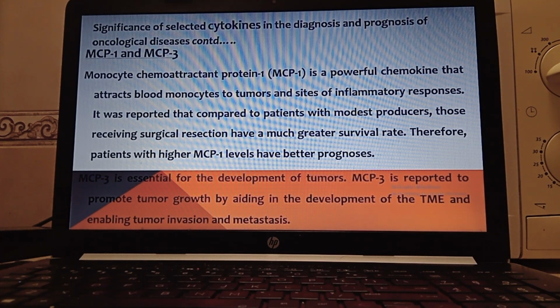MCP1 is a powerful chemokine that attracts blood monocytes to tumors and sites of inflammatory responses. It was reported that compared to patients with modest producers, those receiving surgical resection have a much greater survival rate. Therefore, patients with higher MCP1 levels have better prognosis. MCP3 is essential for the development of tumors. MCP3 is reported to promote tumor growth by aiding in development of the tumor microenvironment and enabling tumor invasion and metastasis.